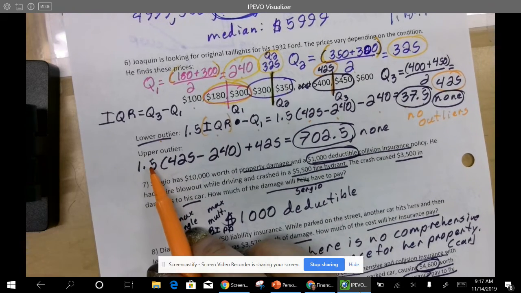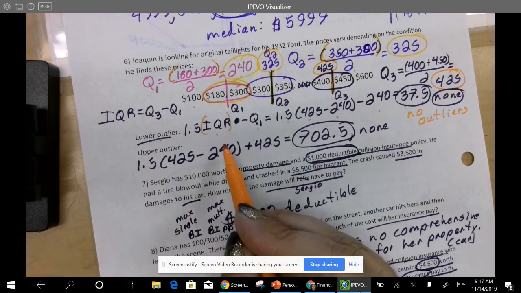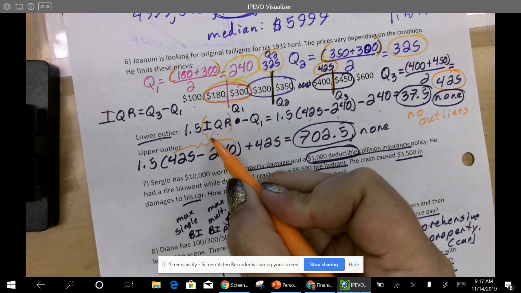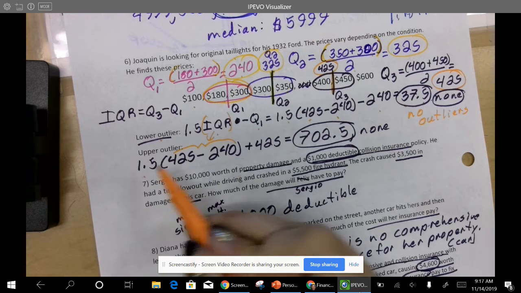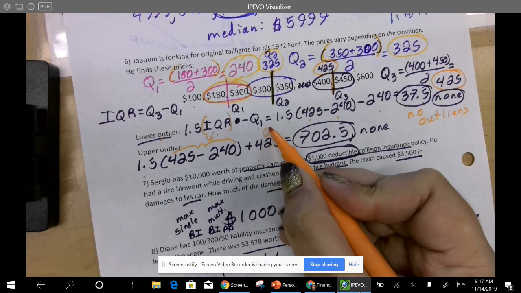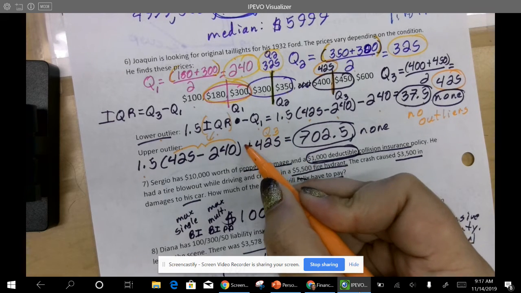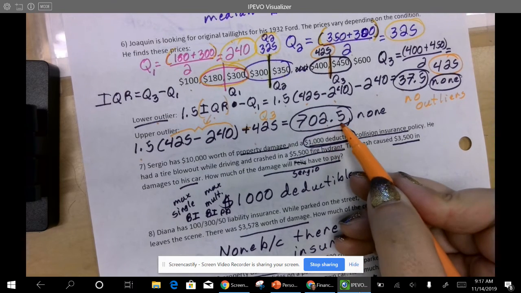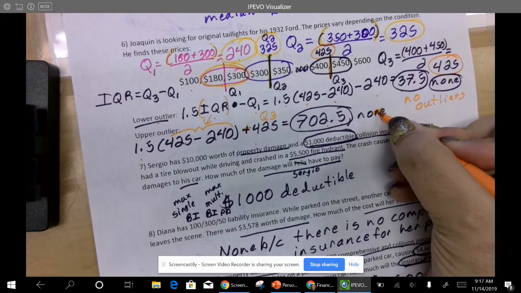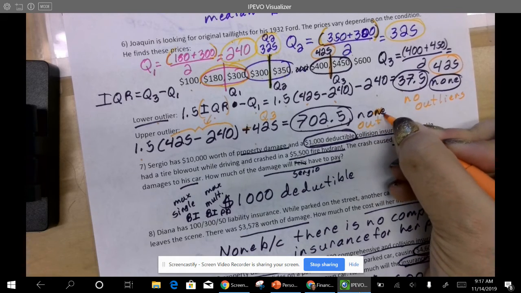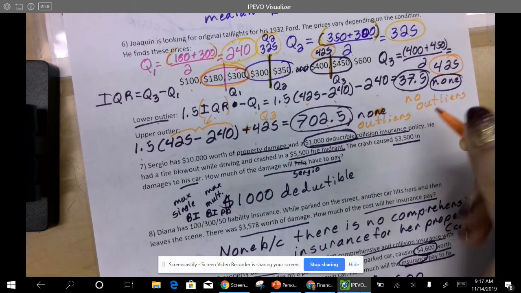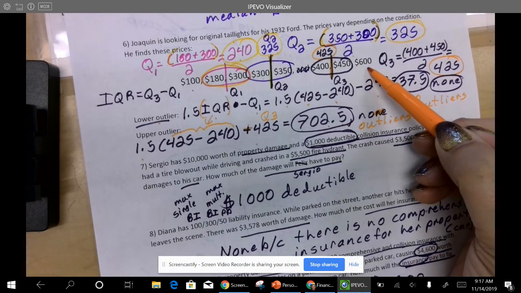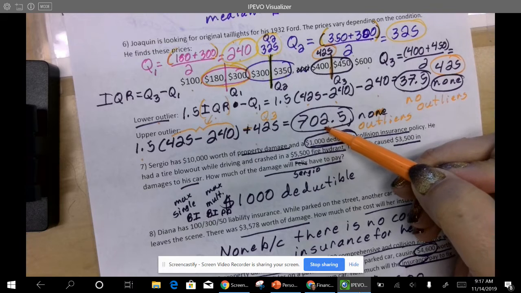I do the same for the upper. That's going to be the inner quartile range, again, everybody, that inner quartile range times 1.5 plus quartile 3. So I'm going to add that, and I get $702.50. So there are no outliers because none of the taillight prices for the 1932 Ford are over $702.50.